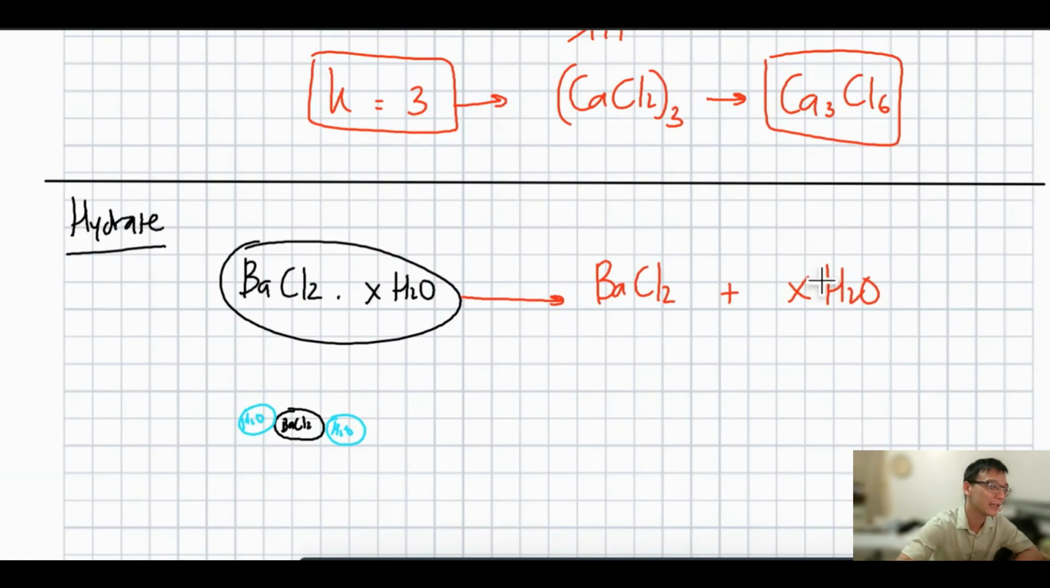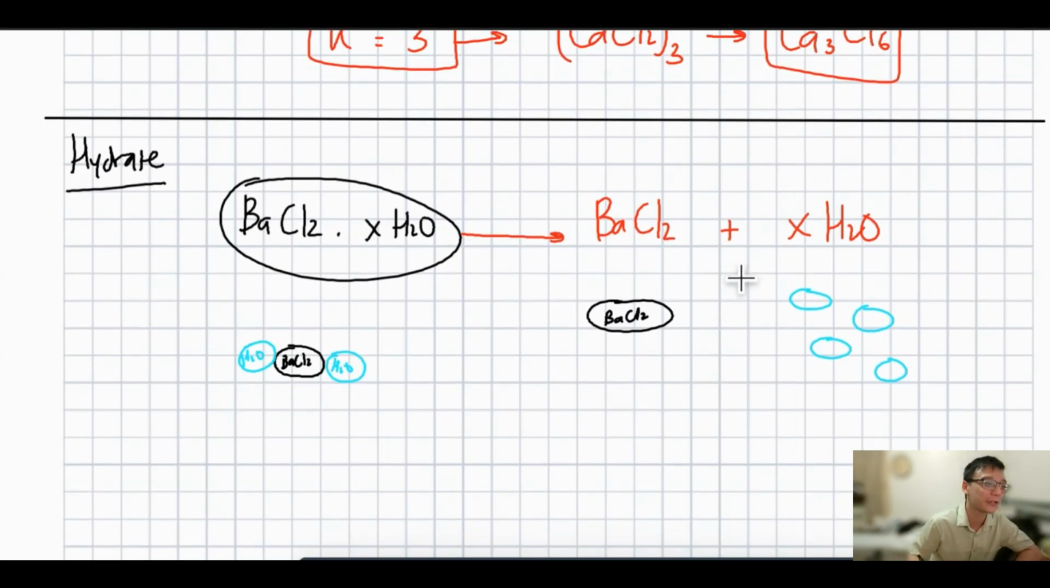So, for example, here, the mass is something. Then, if we calculate the mass of this, there will be a mass of lost water. So, the mass of this will be the barium chloride, and then this will be some H2O. I don't know how much; it depends on the H2O that is bound by the molecule.